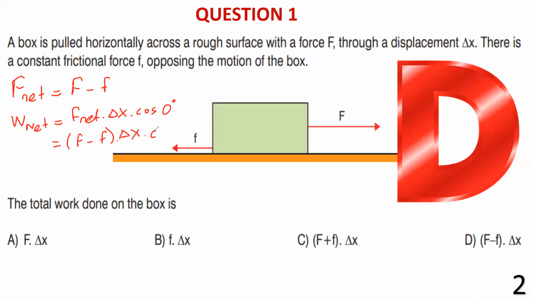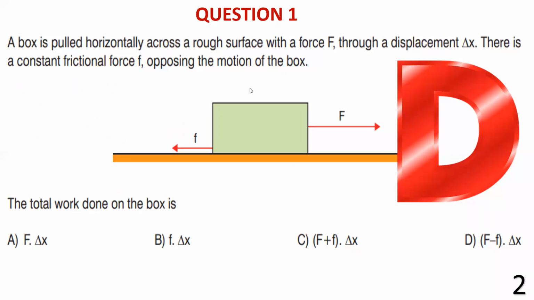We know cos 0 is equal to plus 1, so we can remove that. The answer is F minus F friction times delta x. Answer is D. This is our second option. Which one is easy for you? You can use that one. All right, let's continue with question 2.